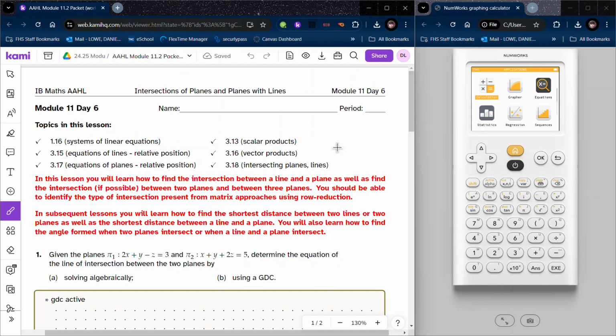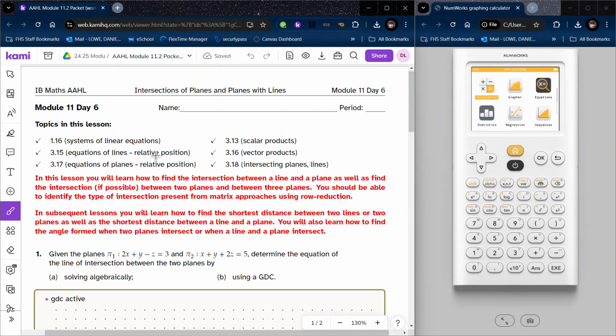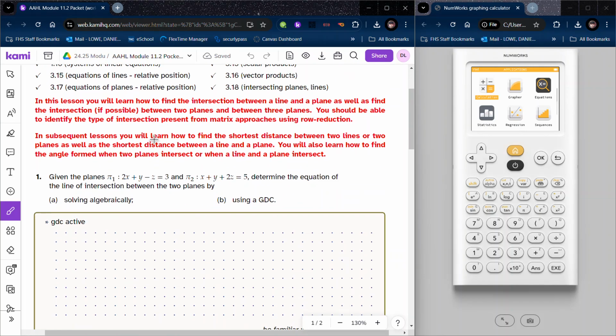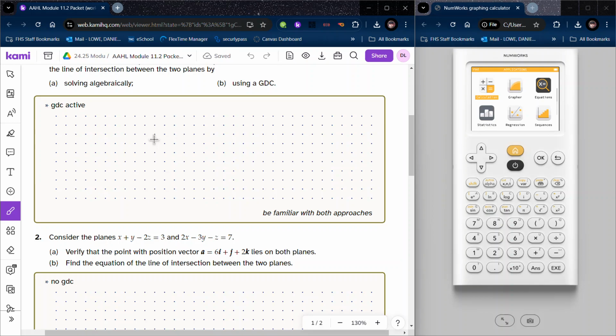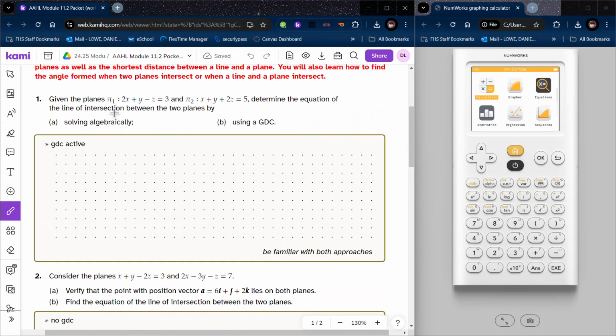And we'll look at two different ways that we can work with that. So let us look to our first couple of problems. So we have a plane, 2x plus y minus z is equal to 3. And we have another plane, x plus y plus 2z is equal to 5. And we want to determine the line of intersection between the two planes.